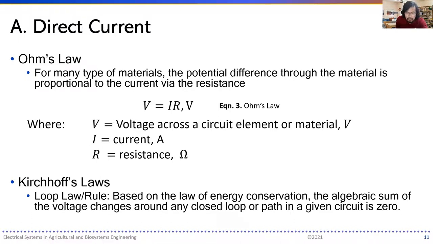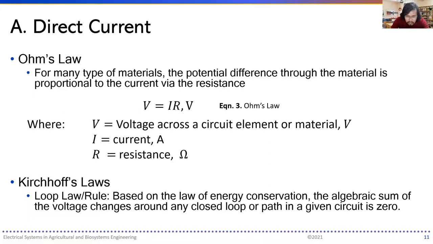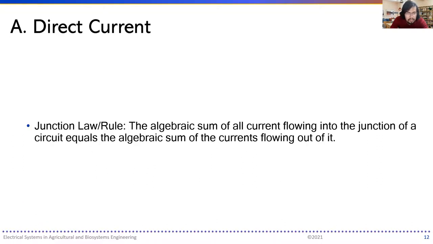The other two rules are packaged as one. We have Kirchhoff's laws. First is the loop rule, and next is the junction rule. Let's discuss these two in detail. In the first, the loop rule, based on energy conservation, the algebraic sum of the voltage changes around any closed loop or path in a given circuit equals zero. So any closed loop in a certain circuit totals zero.